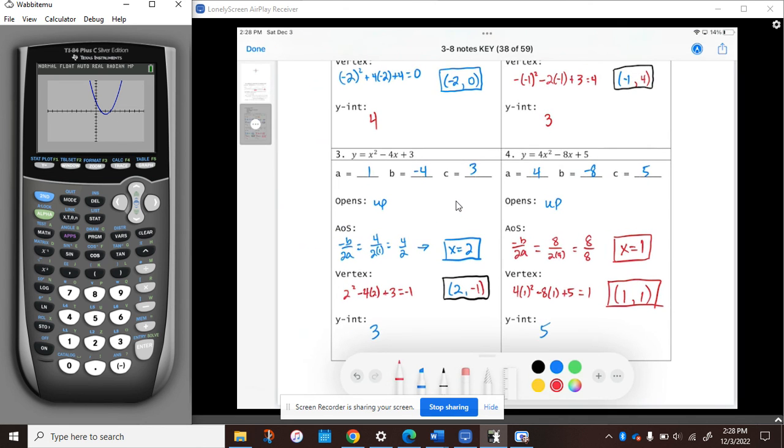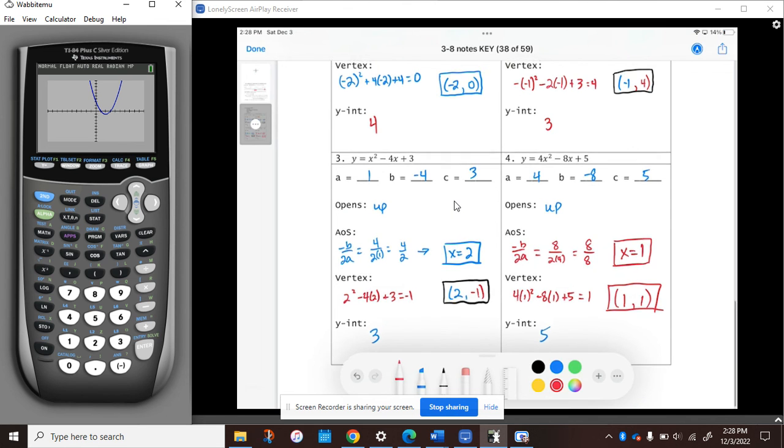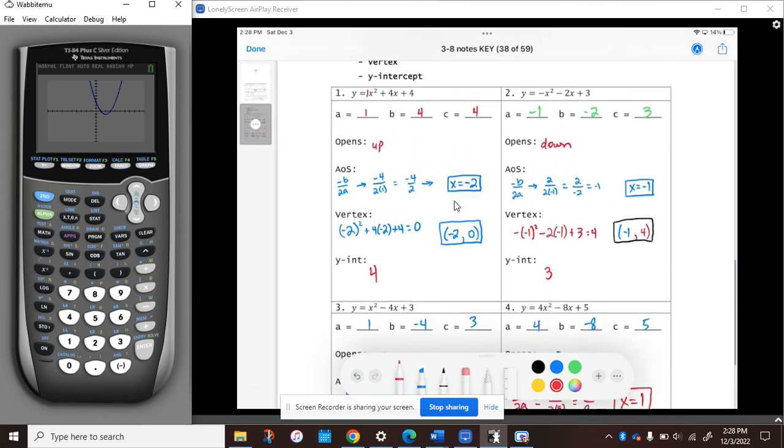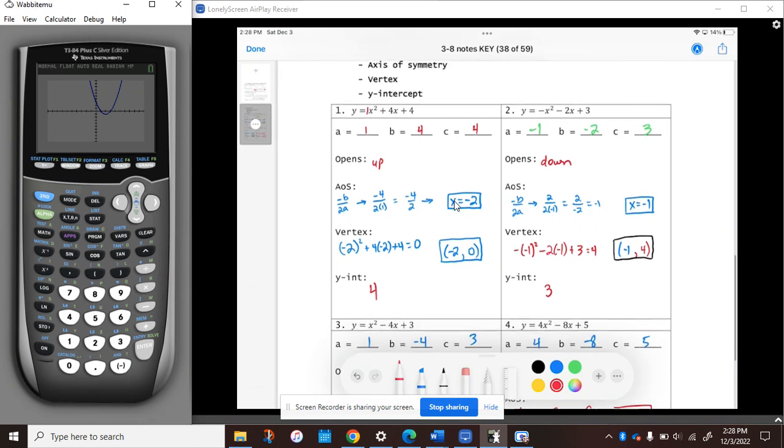All of your homework problems, again, look just like this. Pretty similar to the previous lesson. All your homework problems look just like this. So if you're having trouble still, let me know, and we'll figure it out, okay?